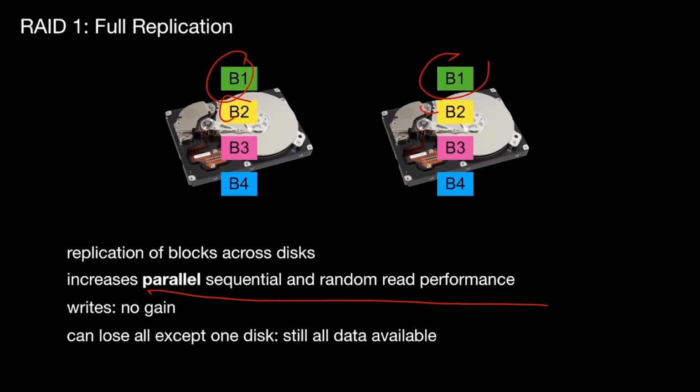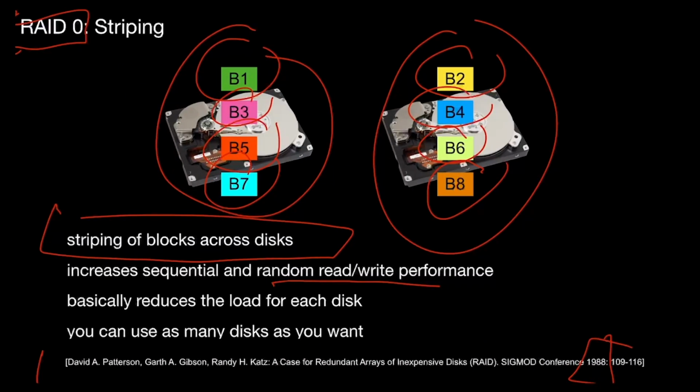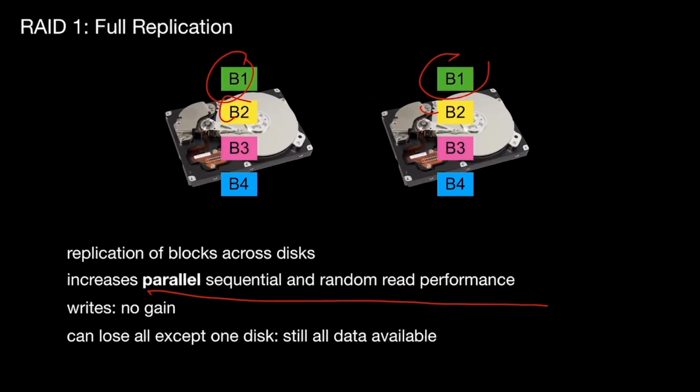RAID 0, for instance, doesn't help in that regard. If you lose any of those disks, well, you have the odd blocks. Nice, okay, but the even blocks, they're not there. So what? You're probably screwed. So RAID 0 doesn't help with respect to redundancy, but RAID 1 actually does. So here you can lose any of those disks and the data is still available there.